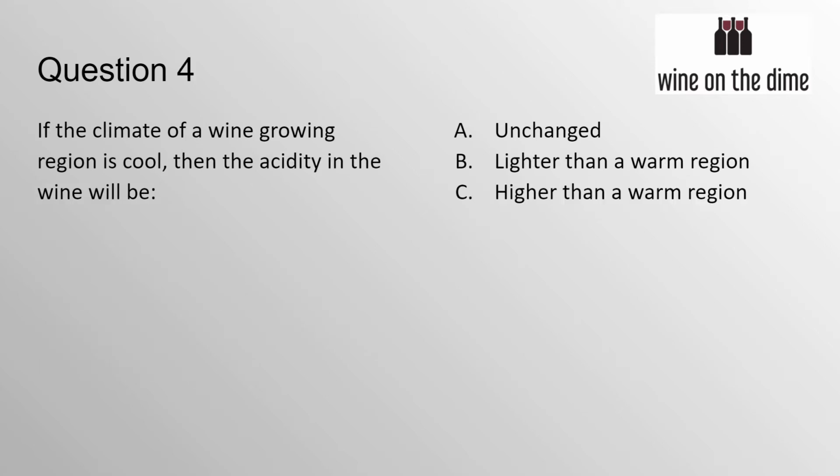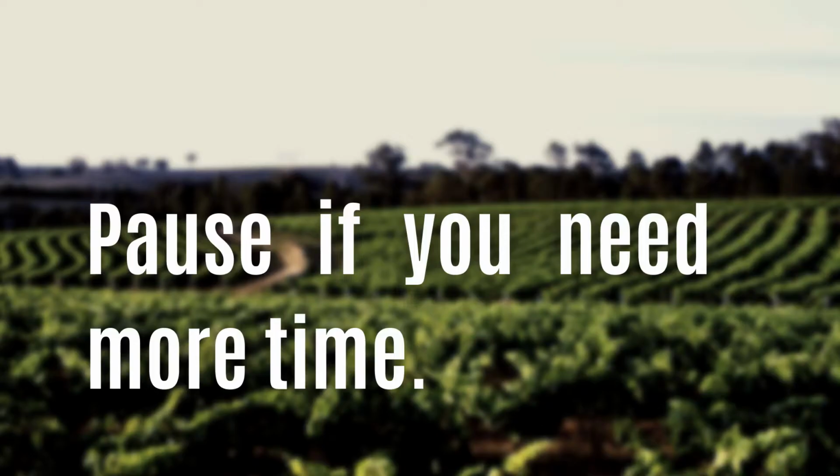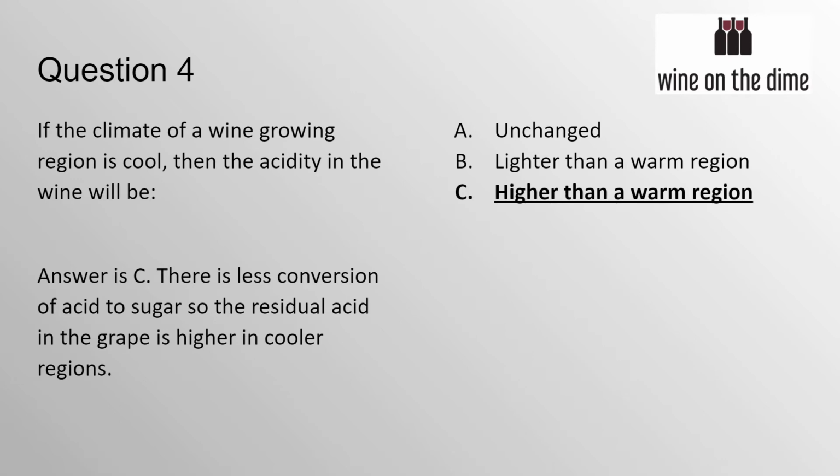Question 4. If the climate of a wine-growing region is cool, then the acidity of the wine will be A. Unchanged, B. Lighter than a warm region, C. Higher than a warm region. The answer is C. There's less conversion of acid to sugar, so the residual acid in the grape is higher in cooler regions.